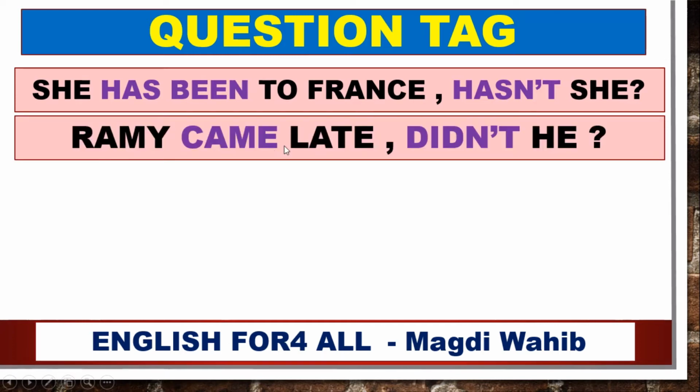Rami came late, past simple. Positive, we will be using did in the negative form, didn't he? Actually we don't say didn't Rami. Since this is Rami, which means he, we'll be replacing Rami with the pronoun he.